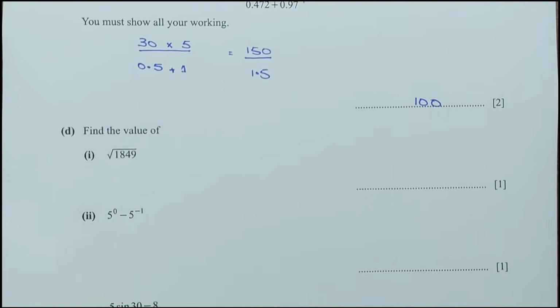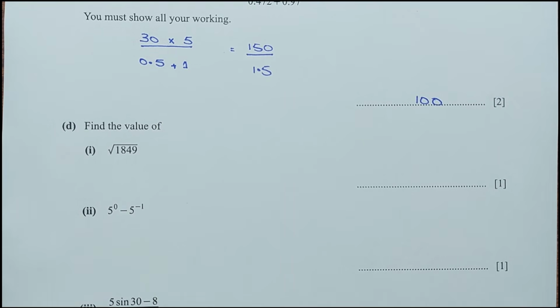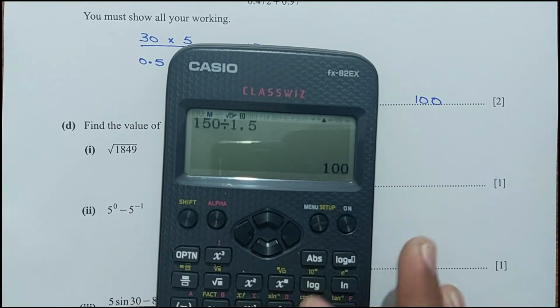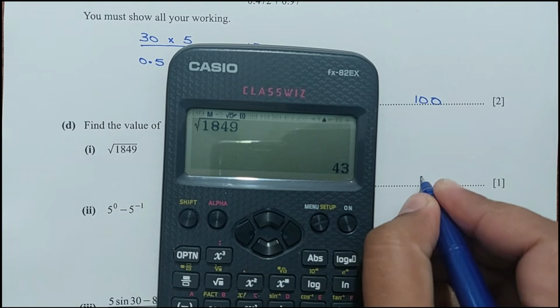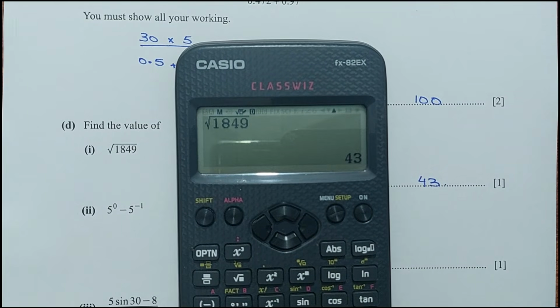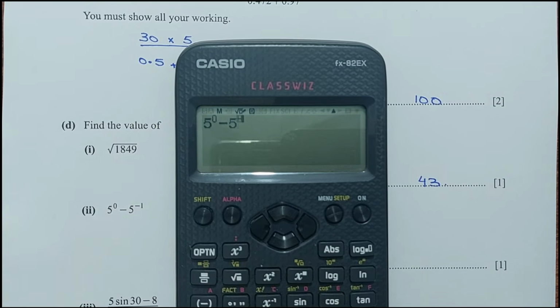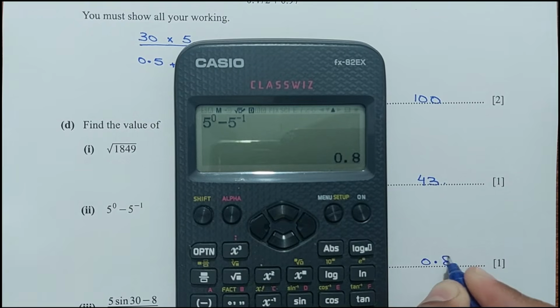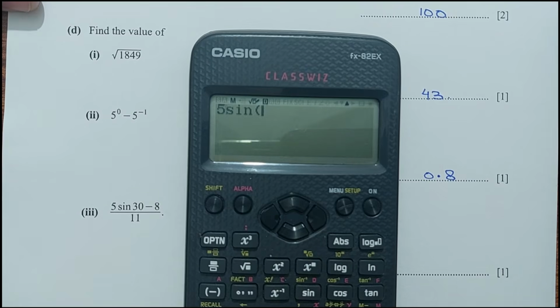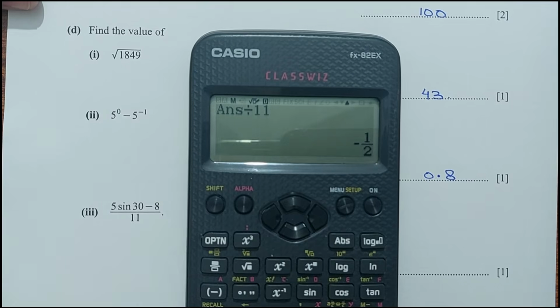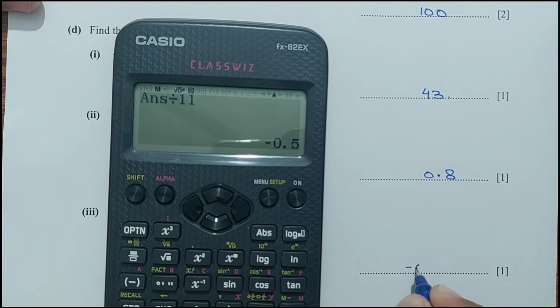Now for part D, find the value of number 1, the square root of 1849. The square root of 1849 is 43. Number 2, 5 exponent 0 subtract 5 exponent negative 1. This is 4 by 5, or we can say 0.8. And number 3 is 5 sine 30 minus 8 divided by 11, which is minus 1 by 2, or minus 0.5.